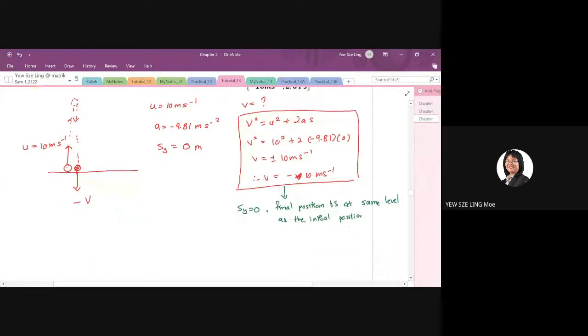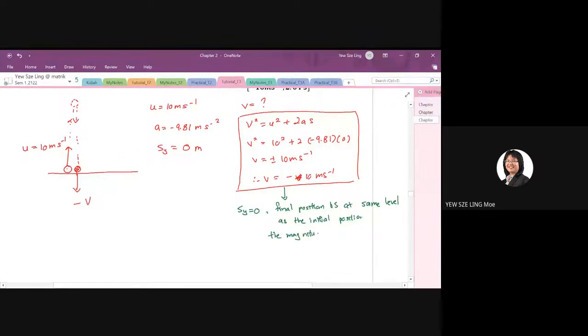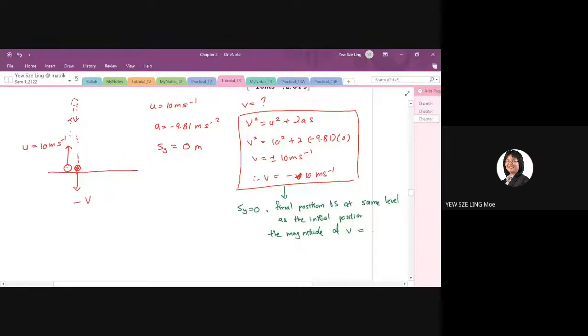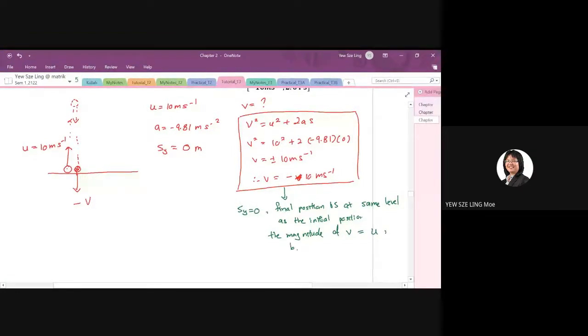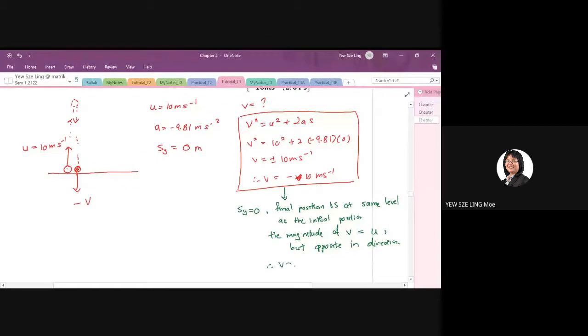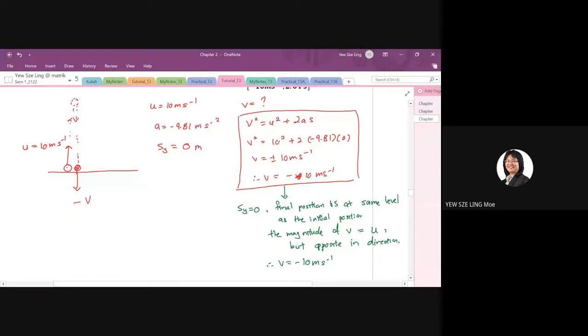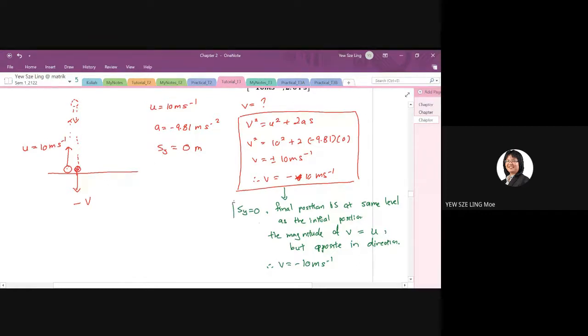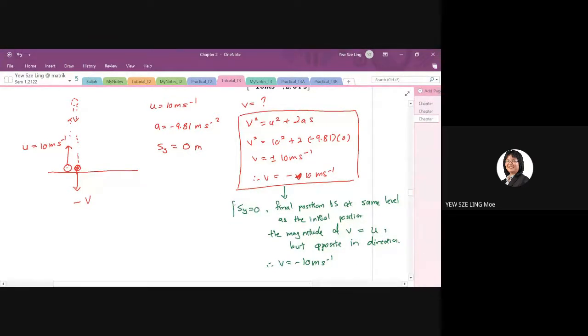So what does it mean? It means the magnitude of V is equal to U, but opposite in direction. Therefore, V is straight away equal to negative 10 ms^-1. All right, so if you don't want to show the calculations, you can explain it. Basically, you can say V is equal to U, but in the opposite direction. Okay, why? Because SY equals 0. So the most important thing is that SY equals 0.